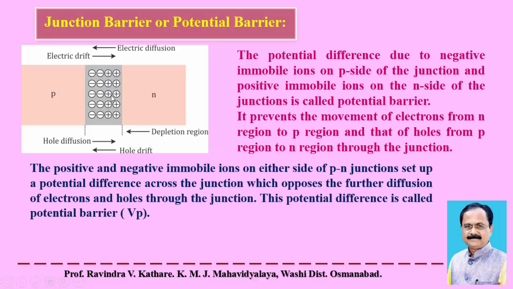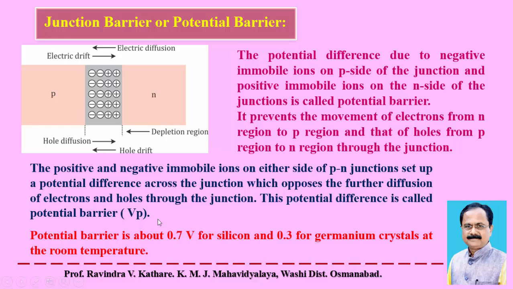The depletion layer contains the positive and negative immobile ions on either side of the junction, and this sets up a potential difference across the junction, which opposes the further diffusion of electrons and holes through the junction. This potential difference is called the potential barrier. The potential barrier is about 0.7 volt for silicon and 0.3 volt for germanium crystal at room temperature.